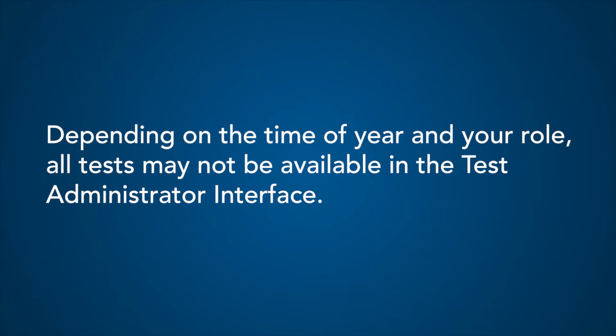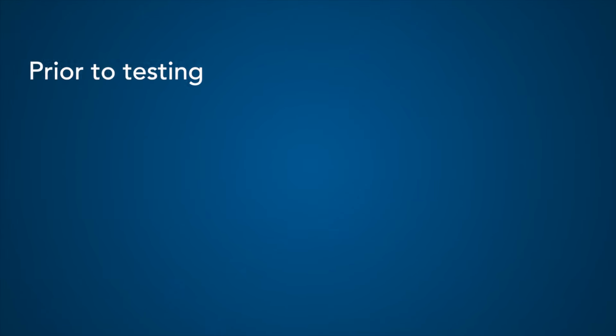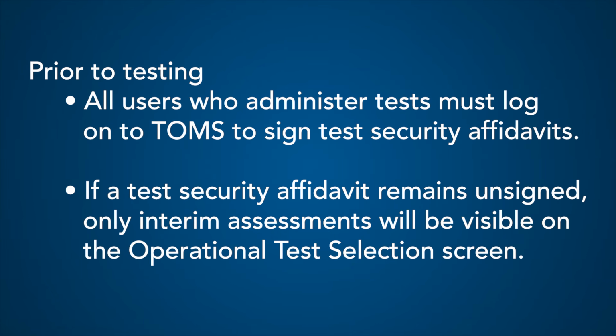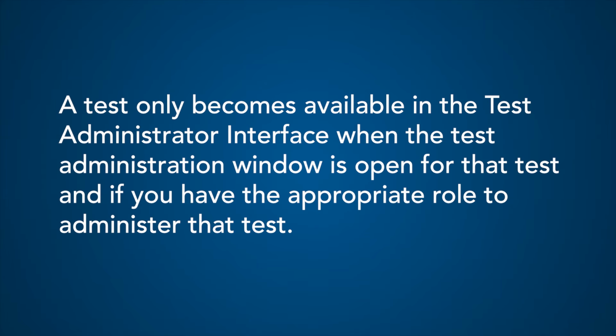Depending on the time of year and your role, all tests may not be available in the Test Administrator interface, so you won't always find all these options available for test selection. Prior to testing, all users who administer tests must log on to TOMS to sign test security affidavits. If a test security affidavit remains unsigned, only interim assessments will be visible on the operational test selection screen. A test only becomes available in the Test Administrator interface when the test administration window is open for that test, and if you have the appropriate role to administer that test.